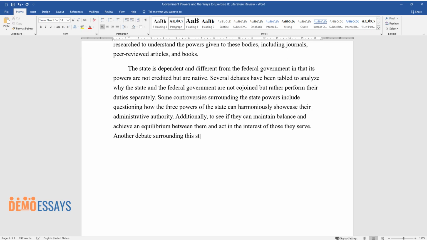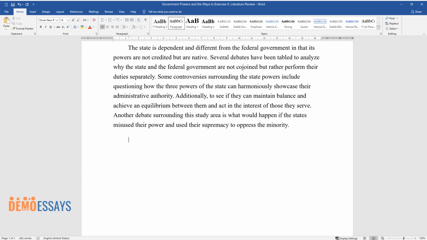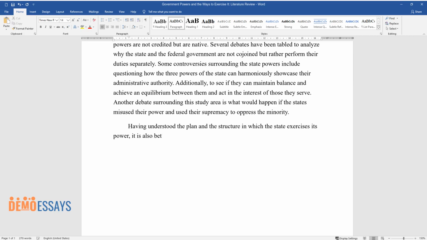Another debate surrounding this study area is what would happen if the states misused their power and used their supremacy to oppress the minority. Having understood the plan and the structure in which the state exercises its power, it is also better to understand the aims and objectives of the paper.